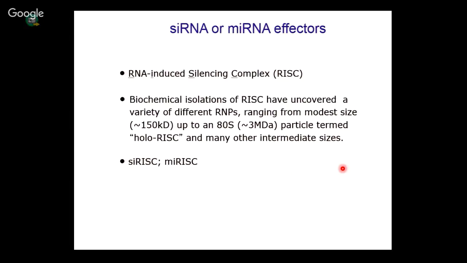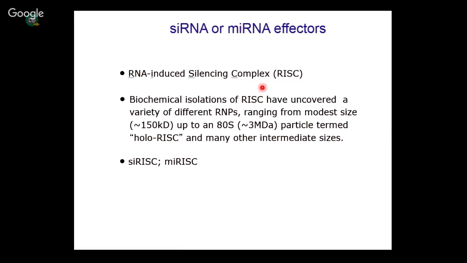So then we move on to the siRNA and the microRNA effectors, which we call the RISC, RNA-induced silencing complex. People were curious about exactly what the composition of the RISC is. About 10 or 15 years ago, when people discovered the siRNA and microRNA mechanism, a lot of lab work went into the biochemical isolation of RISC. And they found that from fractionation and all other purification methods, it's a huge variety of different RNPs.